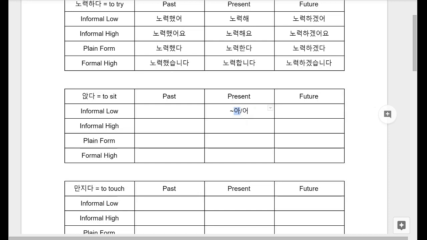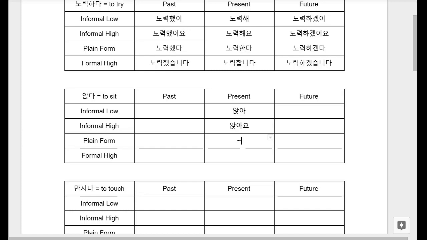The way you decide is you look at the vowel in the final syllable of the stem. In this case, the final syllable of the stem is the only part of the stem, which is just this syllable here, and the vowel is a. So that tells me that I need to add this after the stem. So it's going to look like this, and that would be said as anja. The informal high respect conjugation is the same, just with yo.